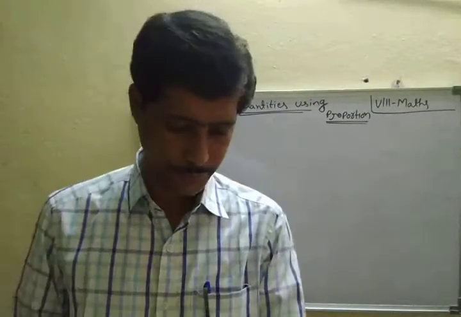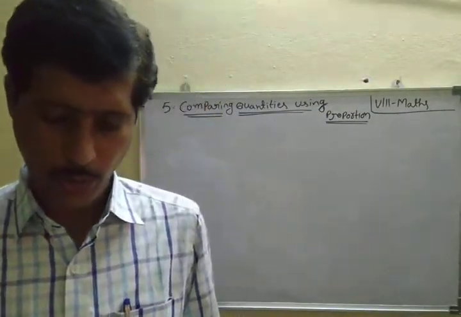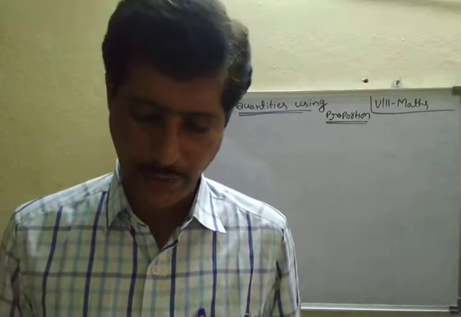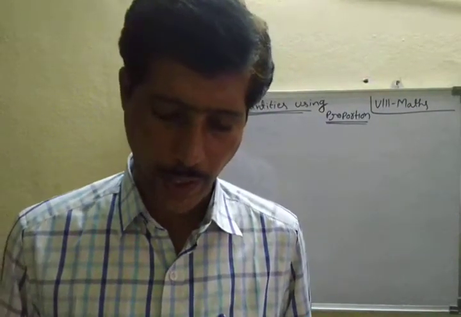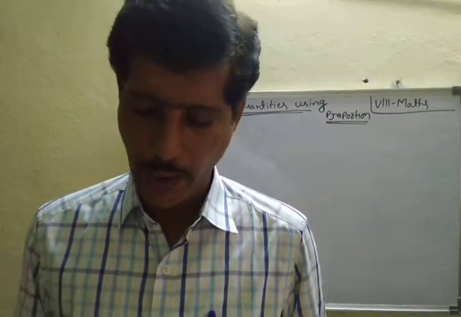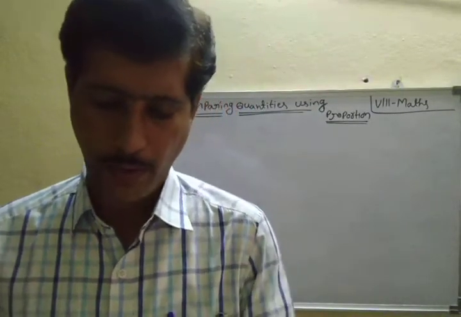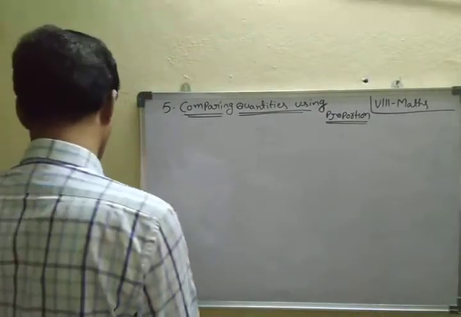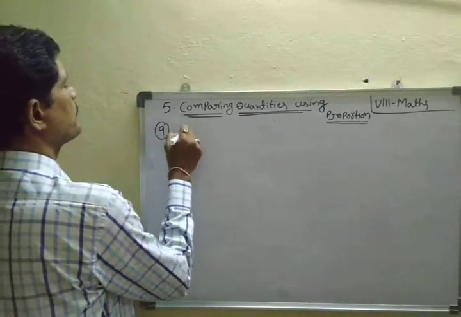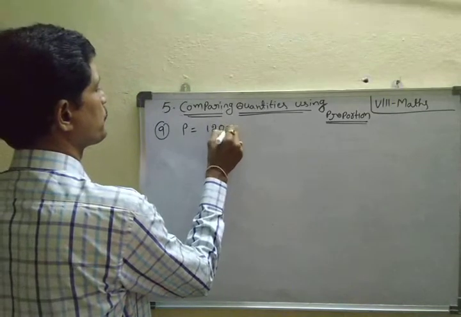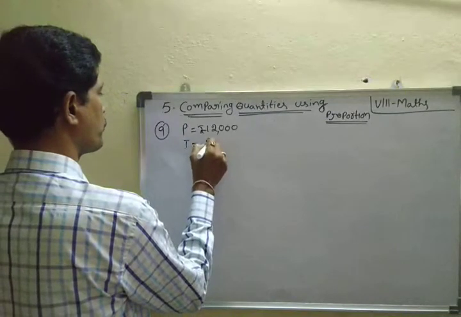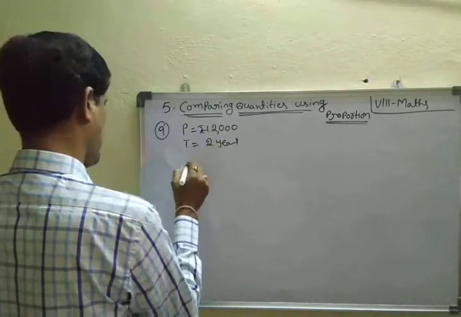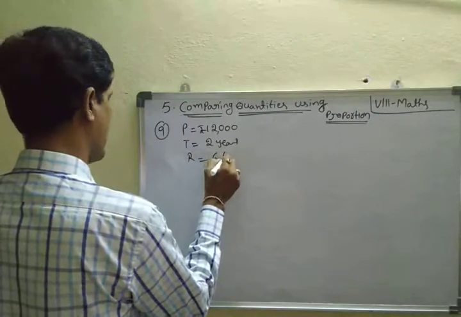Next question, that is the 9th question. I borrowed 12,000 rupees from Prasad at 6% per annum simple interest for 2 years. Had I borrowed this sum at 6% per annum compounded annually, what extra amount would I have to pay? Therefore, the principal amount is 12,000 rupees, time T equal to 2 years, rate of interest R equal to 6%.